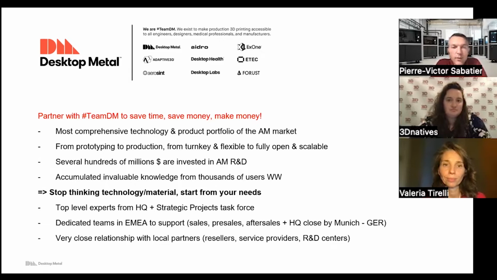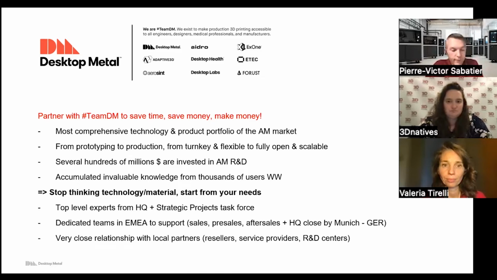And as you can see on the slide, for example, we have huge knowledge coming from thousands of users worldwide, helping us to better understand where we can propose solutions. And Aidro is just adding another valuable knowledge to that. Another key point is to keep in mind that we continue to invest massively in additive manufacturing R&D, and that's the only way to continue to become more mature and more industrial.